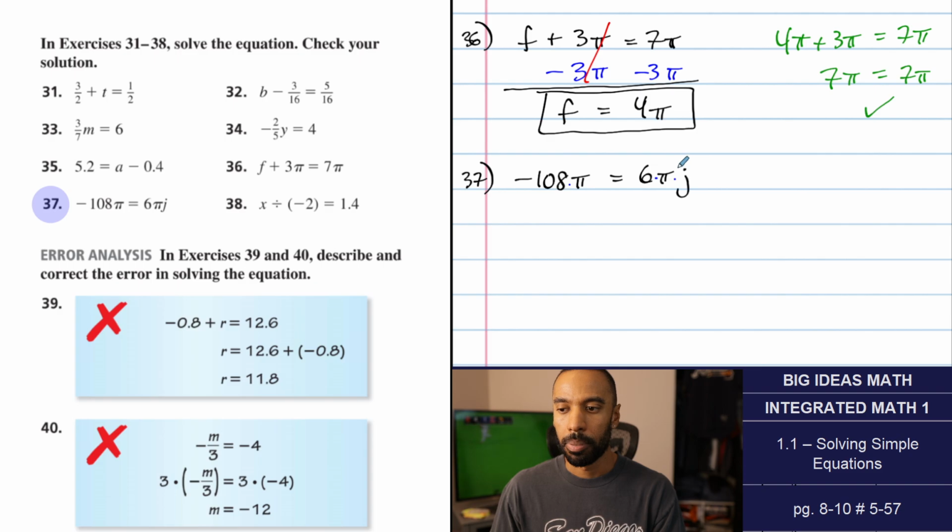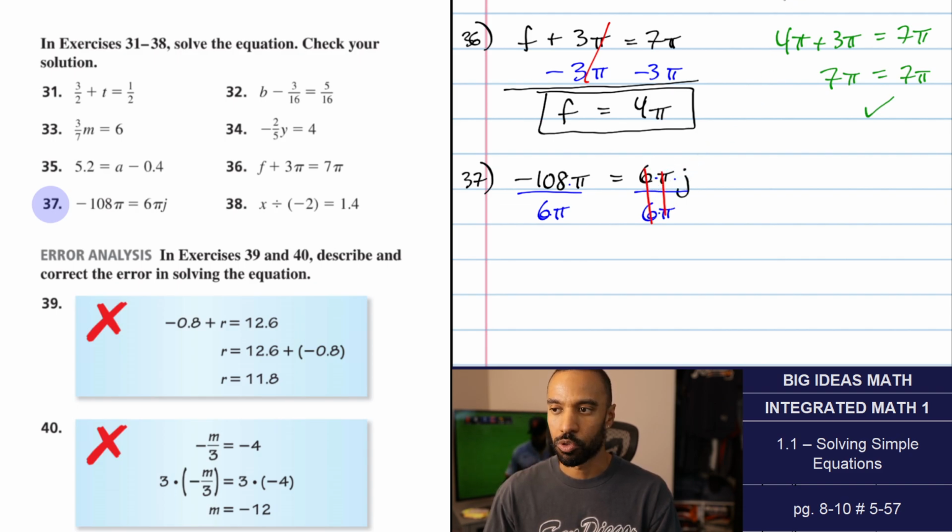Sure, that's great, whatever. But they're multiplying by j, so we will divide by 6 pi as they multiply by j. Remember, 6 and pi are still multiplying here. Great. But they are dividing from the variable. So pi divided by pi is 1. 6 divided by 6 is 1. You're left with 1j, which is just j. Perfect. Negative 108 pi divided by 6 pi.